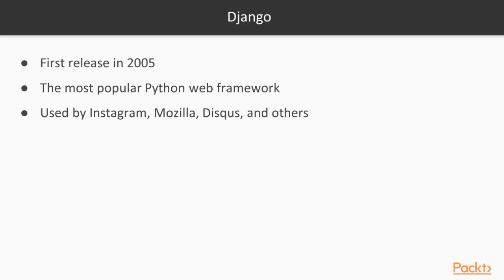Let's say a few words about Django. Django was first released in 2005. It is a pretty mature and solid framework. It is probably the most popular Python web framework. Django's users include companies such as Instagram, Mozilla, Disqus, and others.